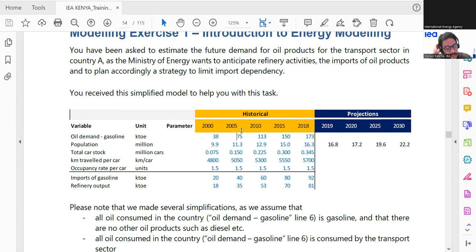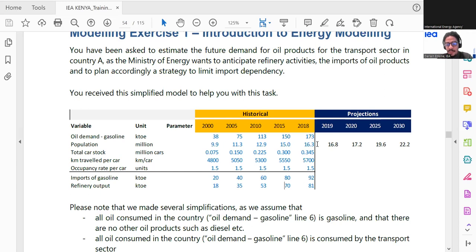So you have oil demand, you have the population, which again comes from those surveys and demographic polls I mentioned. You have the total car stock, and the kilometers traveled per car, which is an average that maybe can come from the Ministry of Transport. You have the occupancy rate per car, and the import of gasoline and the refinery output, which can come from the energy ministry, the Ministry of Infrastructure, or transport, or from the statistics agency, or you can contact companies working in the oil and gas sector. It depends on the country, so case by case.